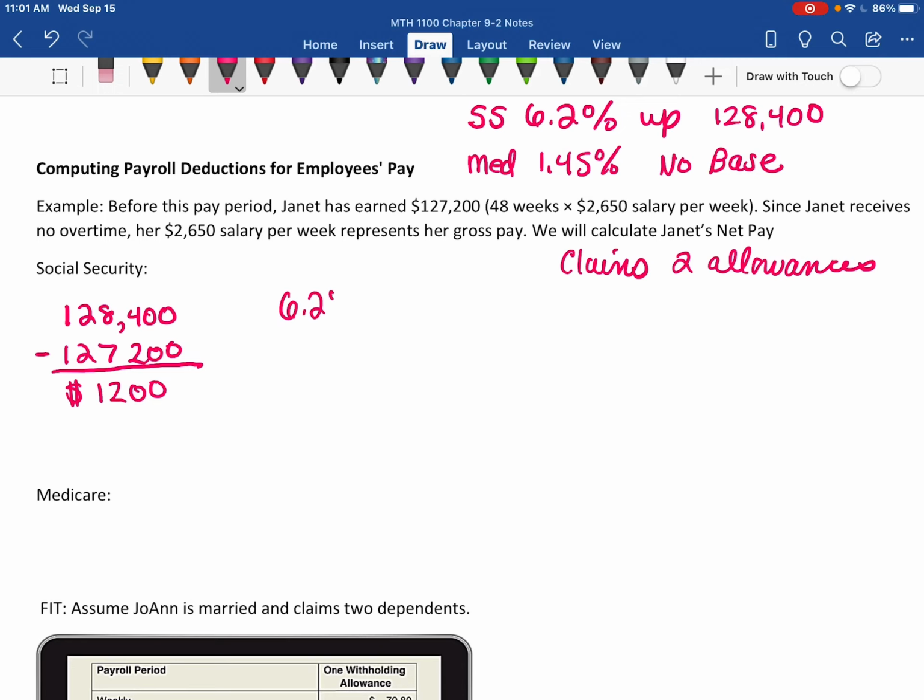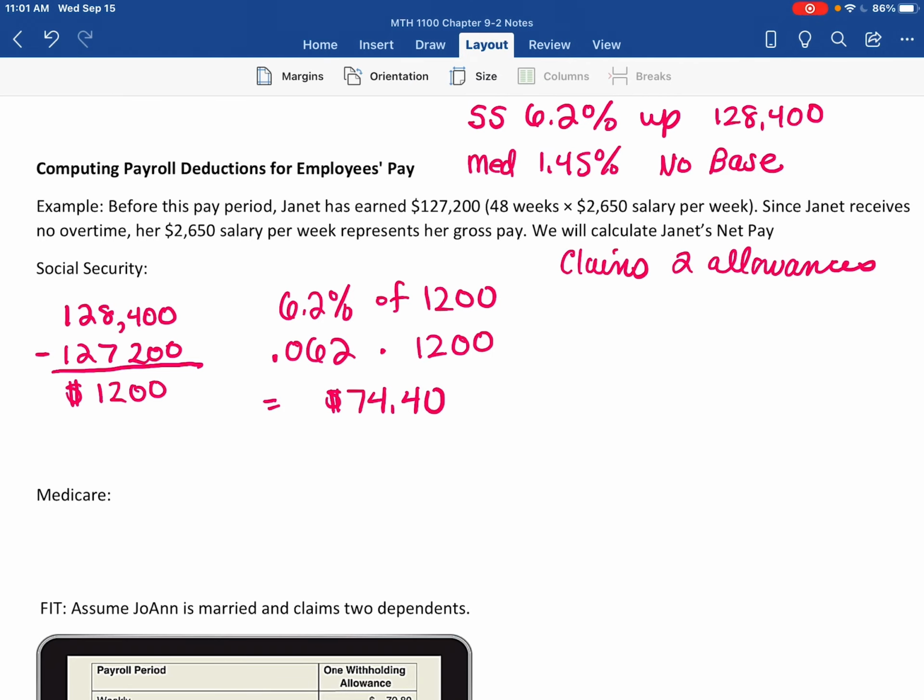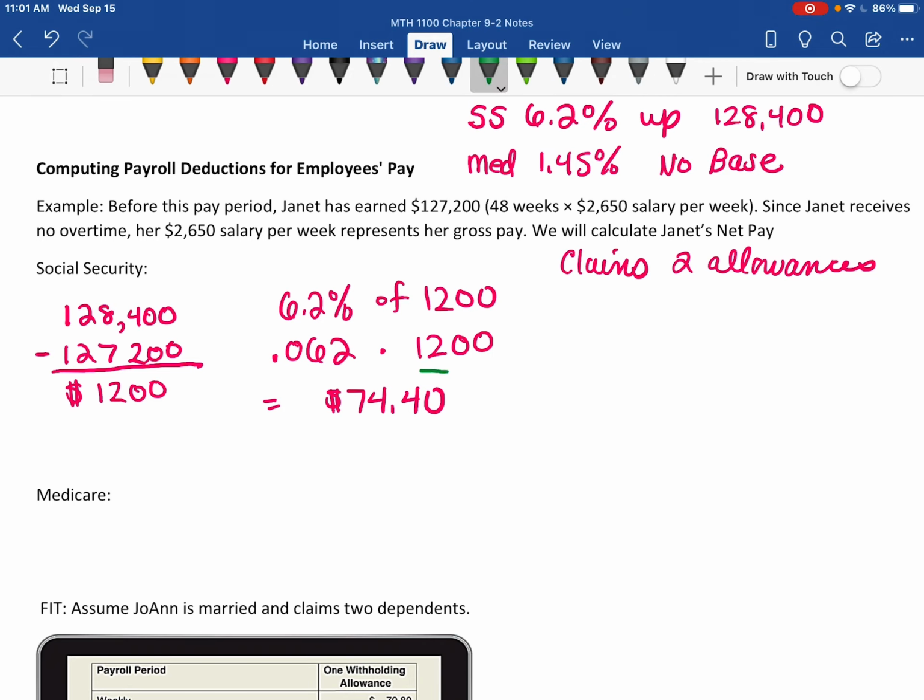So if I want to take 6.2% of $1,200, I need to change this to a decimal. That's going to be 0.062, where "of" means to multiply, and then I'm going to take $1,200. When I multiply 0.062 times $1,200, that's going to give me $74.40. This is something we're going to need to know later. This is what she's going to pay out for Social Security in this paycheck. Since she's covered all of her base after this paycheck, when she gets her next paycheck, she's not going to have to pay into Social Security anymore for the year.